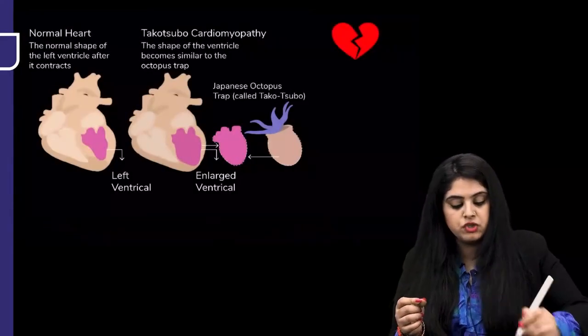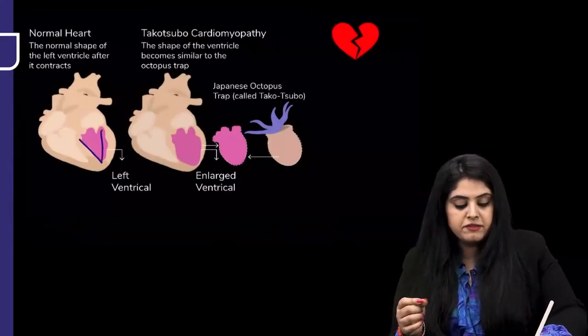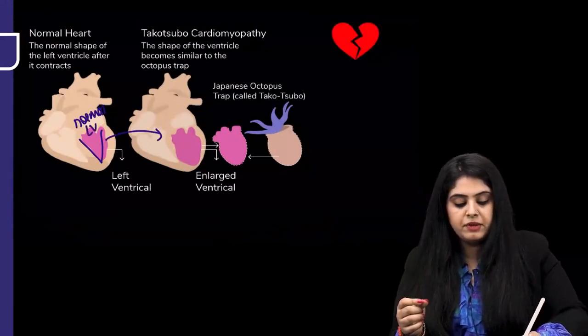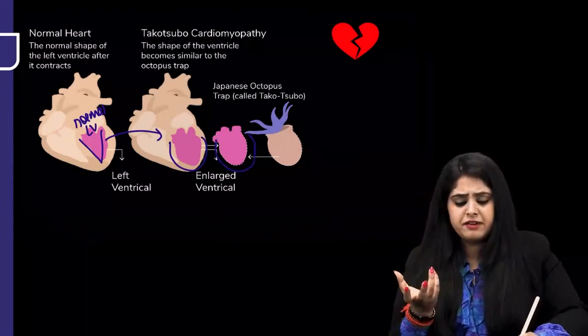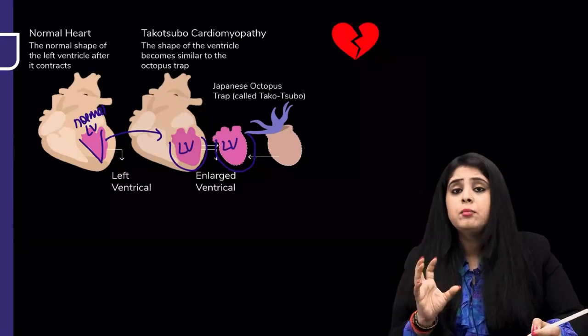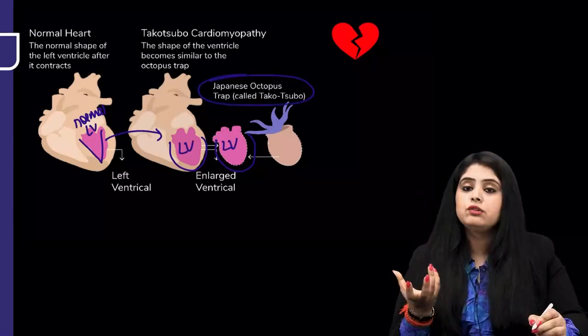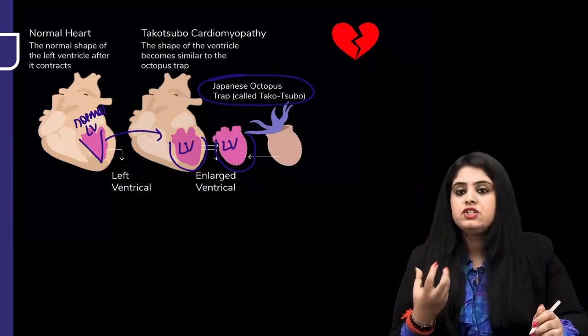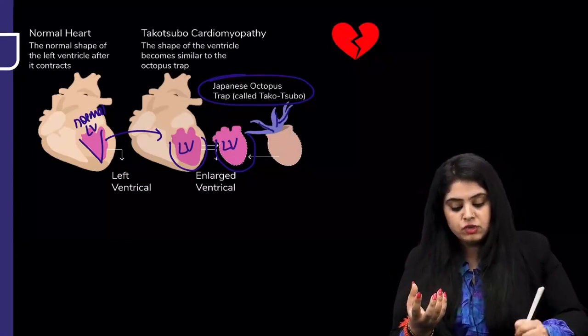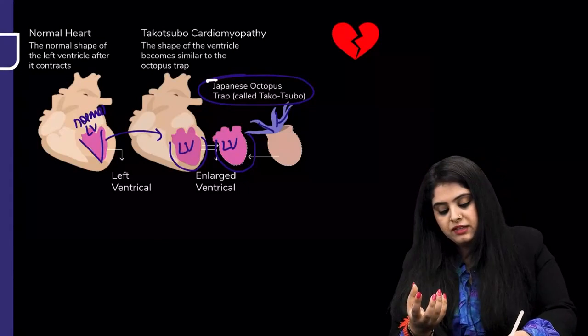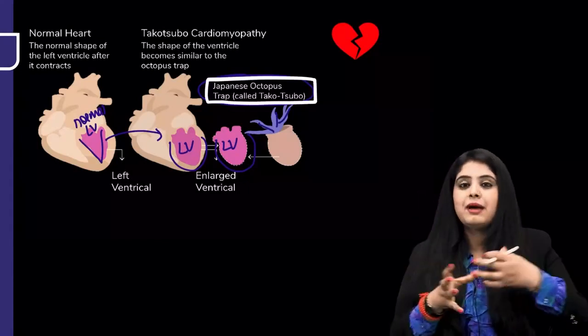So have a look at this picture. Ye dekho, ye tha normal left ventricle. This is a normal left ventricle, and can you see what has happened? It has become like a round pot. Why am I saying the left ventricle has become like a round pot? Pot matlab Takotsubo. You know, Takotsubo is a pot in Japan. In Japan, Takotsubo is an octopus catching pot. They trap octopus in it.